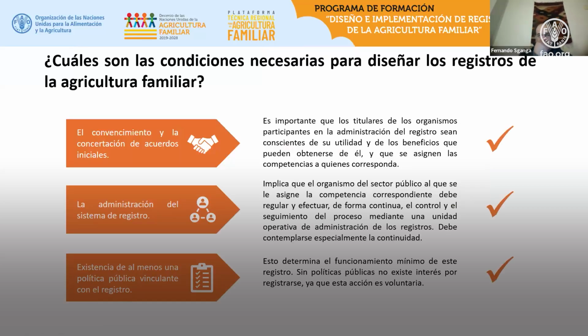So what do these entail? The first one that I would like to point out is the persuasion and conclusion on initial agreements with those who are the head of the different organizations, so that they are aware of the benefits that they can get and that they allocate or appoint the right people. This is the political framework.